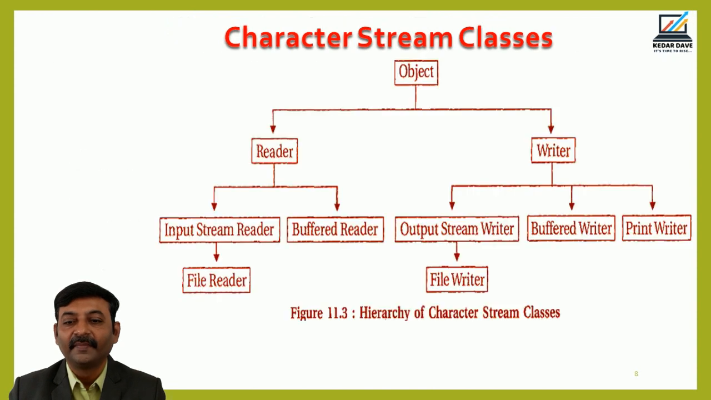Okay, and this is the hierarchy of the character stream classes. Under Object, there are Reader and Writer. Reader is further classified into BufferedReader and InputStreamReader, which further leads to FileReader. In the Writer classes, there are OutputStreamWriter, which is further divided into FileWriter, then BufferedWriter and PrintWriter. So this is one hierarchy of the character stream classes.